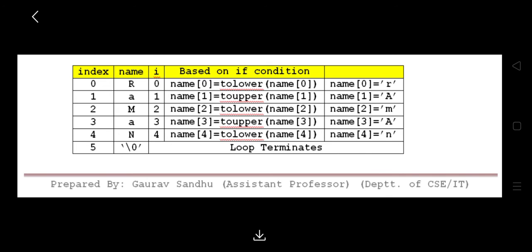For i is equal to 2, we are processing name[2]. name[2] is capital M. So because it is capital M, it means that it is in uppercase. So the isupper condition executes, it gets true, and based on that, name[2] = tolower(name[2]) will execute, and capital M will be converted into small m, and in this way each and every character will be picked from the string and it will be converted into uppercase or lowercase based on its current condition.